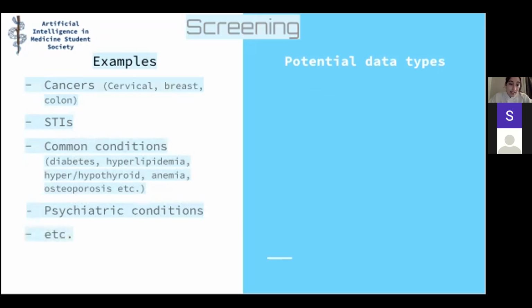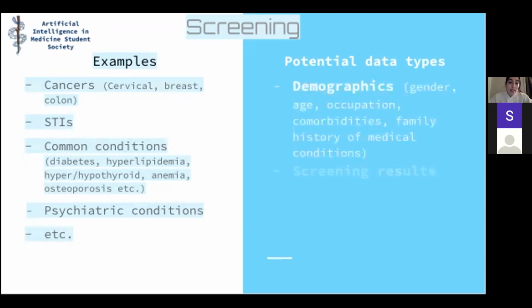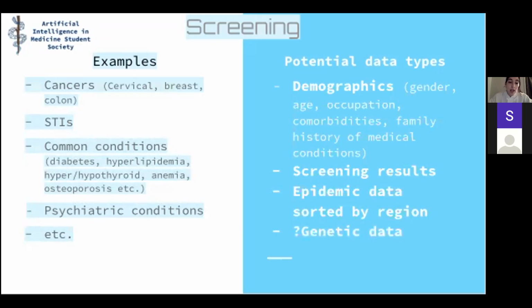So potential data types are things like demographics, as usual, the screening results, so the mammogram results, the FIT test results, epidemic data sorted by region. So if you live in a place that has a lot of heart attacks, you should probably look for signs that could put you at risk for a heart attack, like hyperlipidemia. And then genetic data is a newer part of this, still kind of emerging.